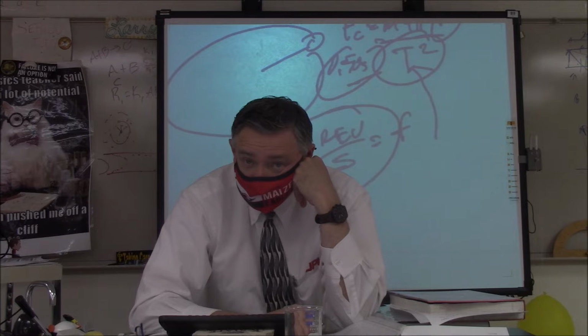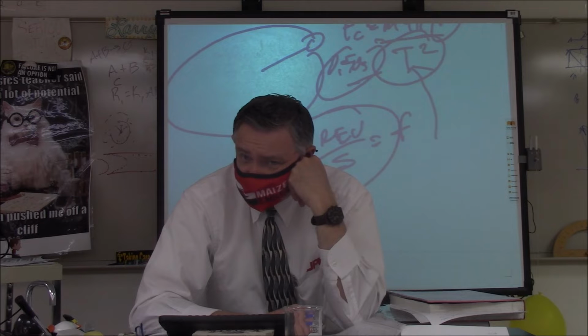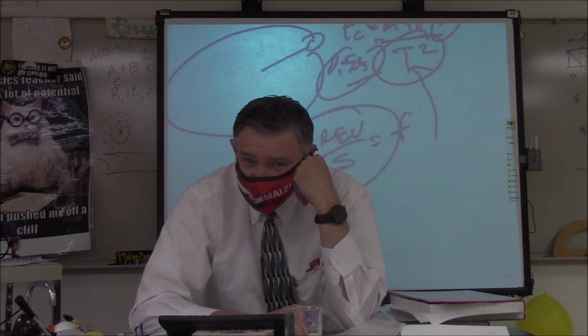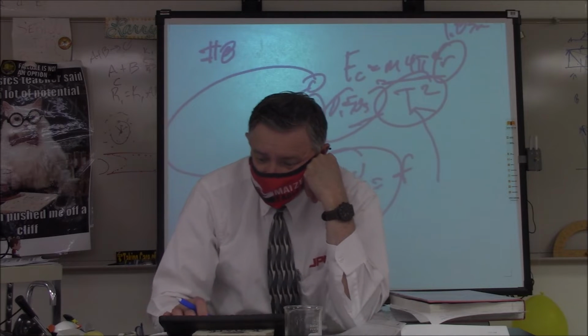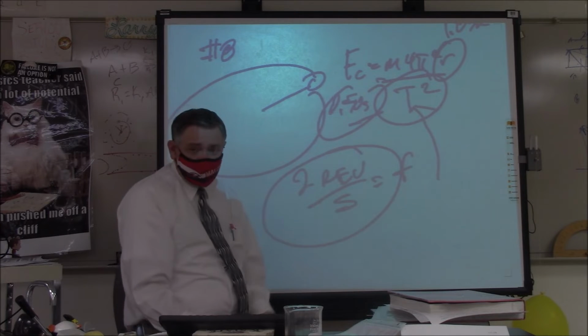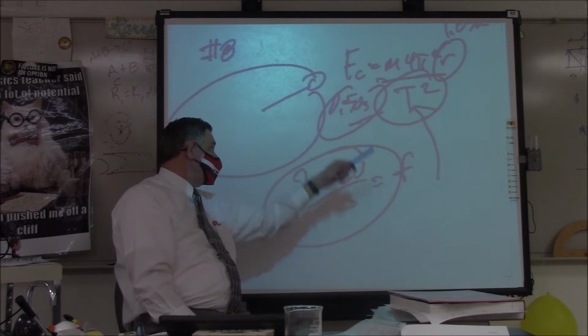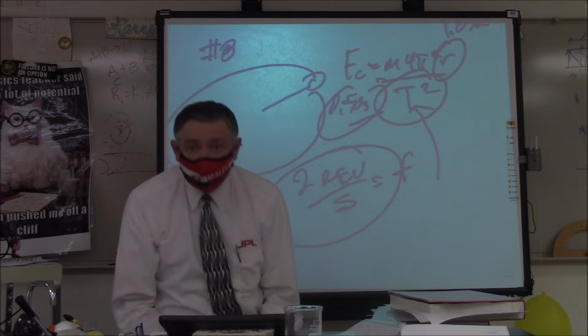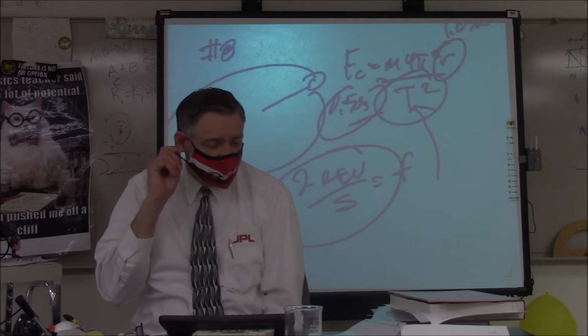I did the mv squared over r. And I put the v, the velocity, as 2 meters per second. I didn't convert it. Oh, no, that's not even meters per second. I don't know what I'm doing. Yeah, you've got to use 4 pi squared r over T squared and set that period as a half a second. Okay? All right.